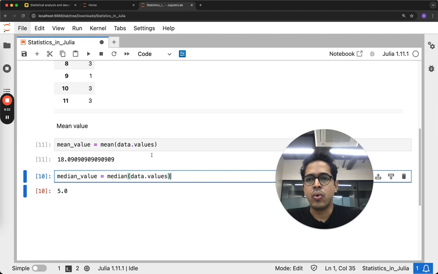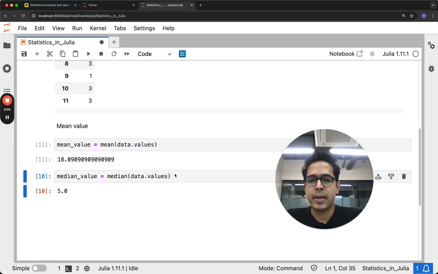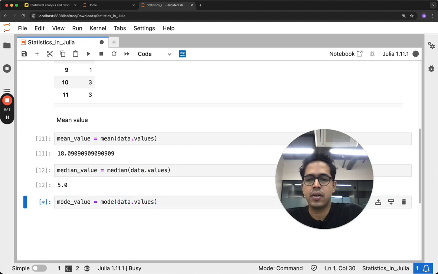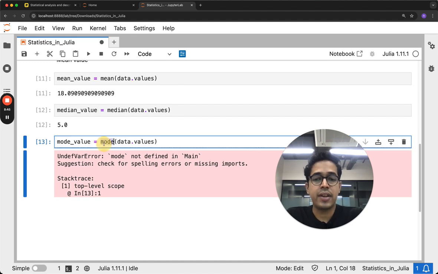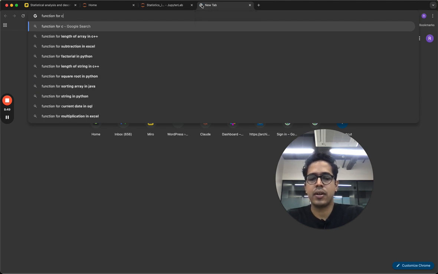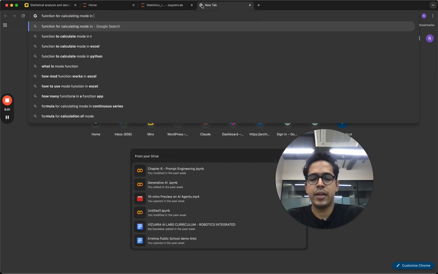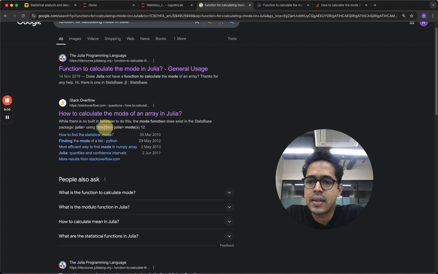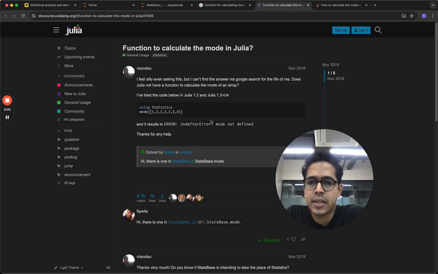Now let's come to mode. Mode is a little bit more tricky because if you try to do this, I believe it should not work. So mode is not defined. We can also search for a function for calculating mode in Julia. I'm not sure if there is a function like that. Okay, there is a StatsBase package using which I guess we can.